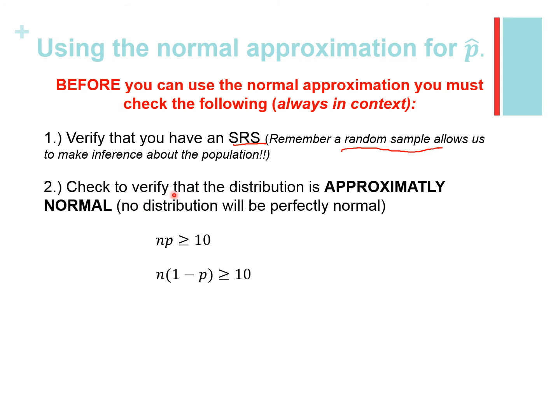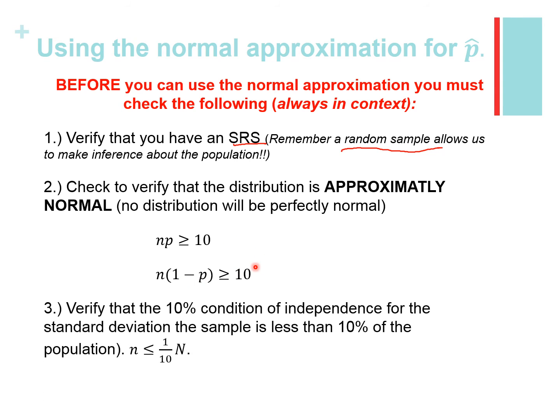Okay, number two, then you're going to check to verify that the distribution is approximately normal. No distribution is perfectly normal. Don't ever say normal. Make sure you state approximately normal, nearly normal, something. The successes times your sample size is greater than 10. Your sample size times your failures is greater than 10. Show your numbers plugged into that formula.